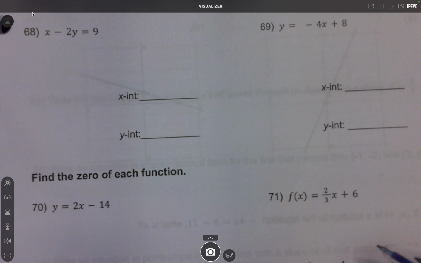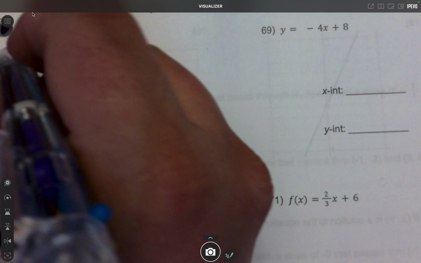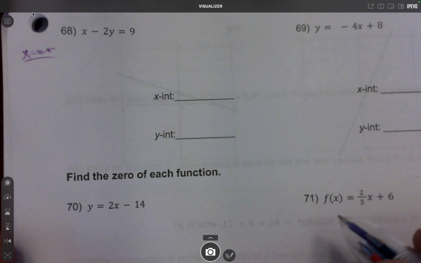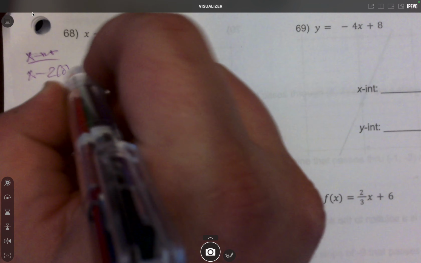Okay, 68, we're finding the x and y intercept. So again, to find the x-intercept, plug in 0 for y. So x minus 2 times 0 equals 9. 2 times 0 is 0, so we just get x equals 9.